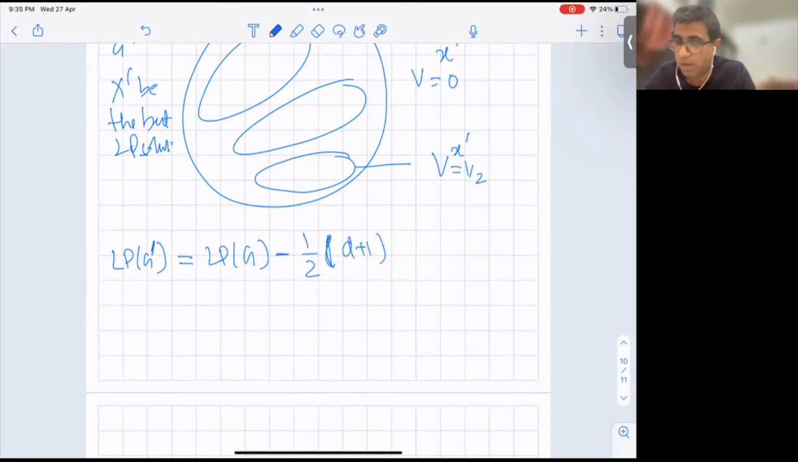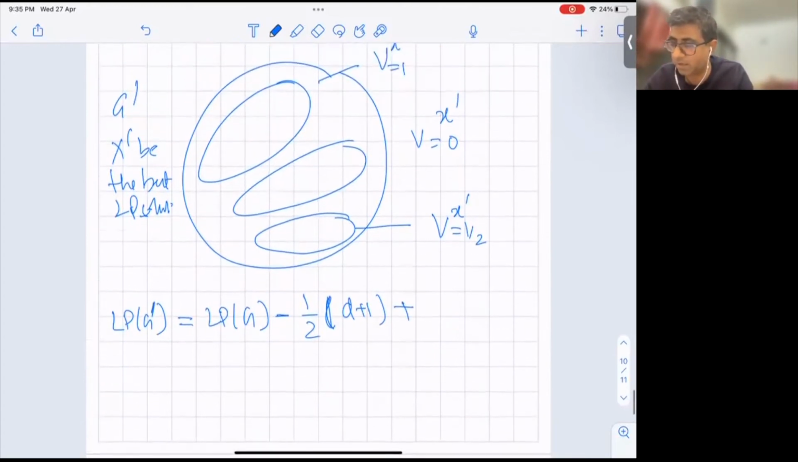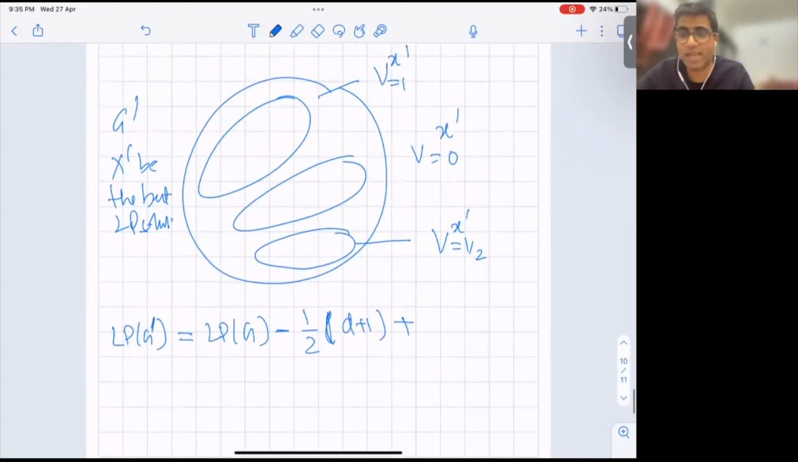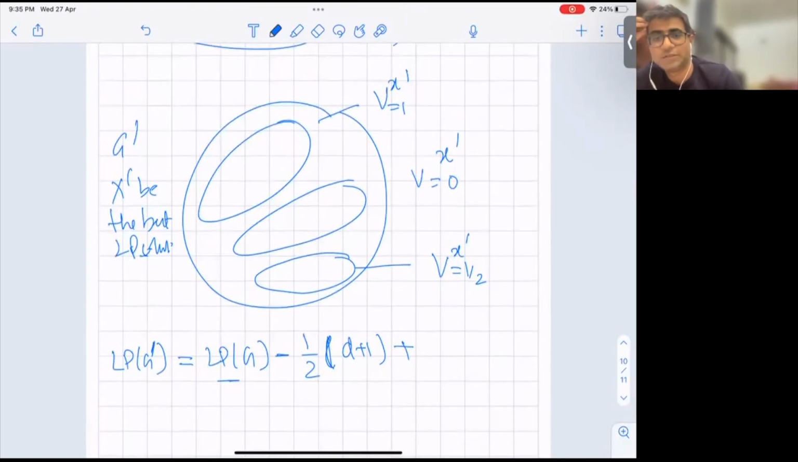And plus, what is happening here? So LP had assigned half to everybody. Do you agree? LP of G is half everywhere, every vertex, right? So now I'm trying to write LP of G prime in terms of LP of G. This is what I want. So what should I write here? Tell me what happens now.